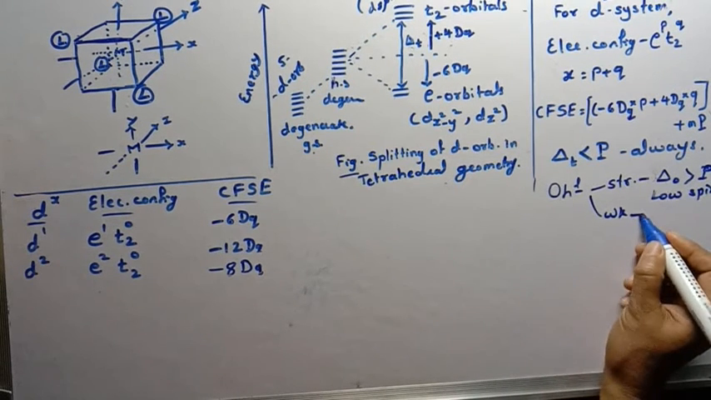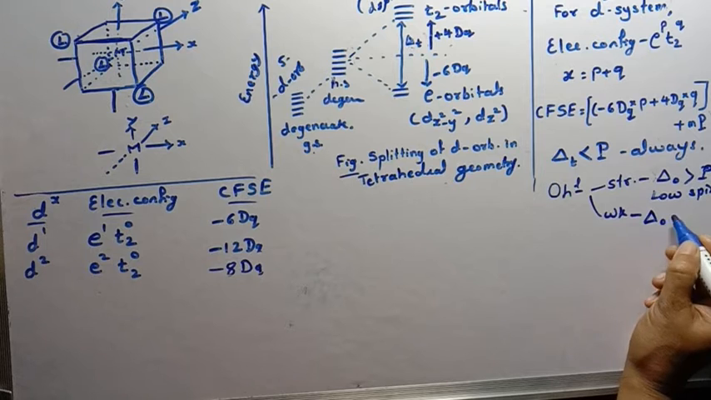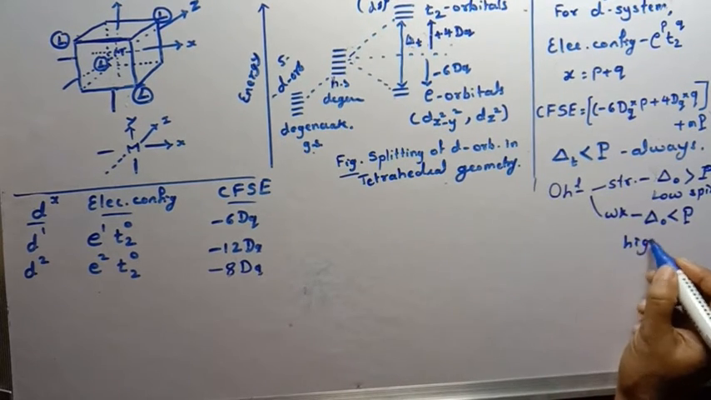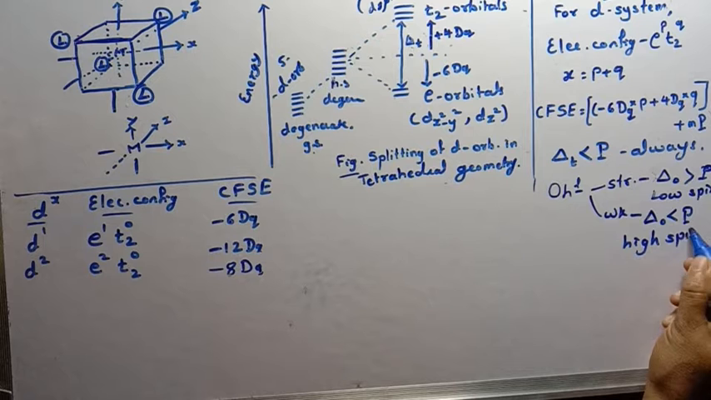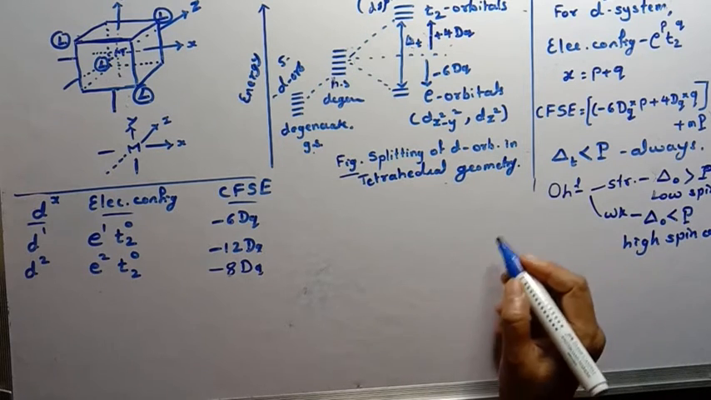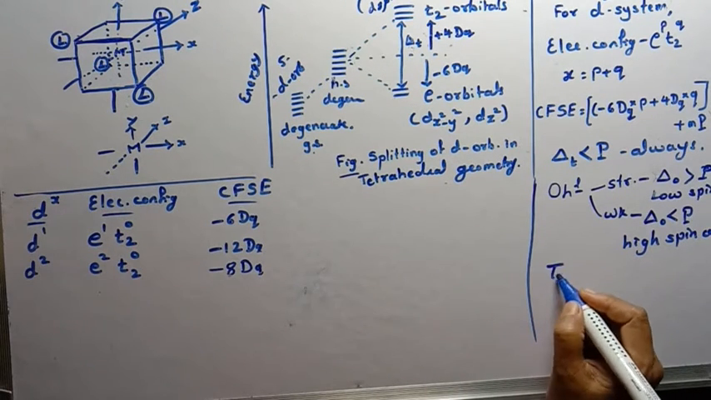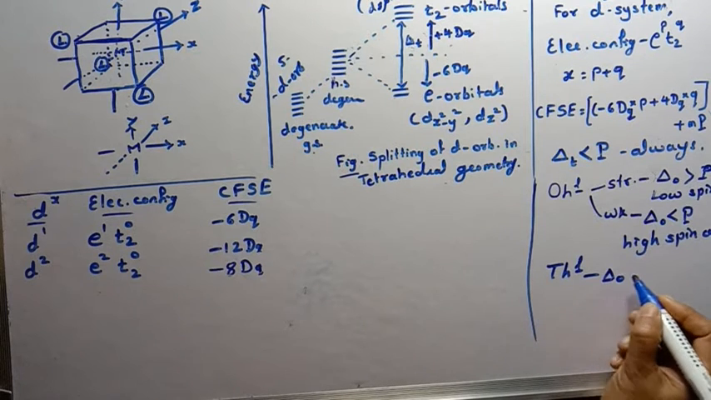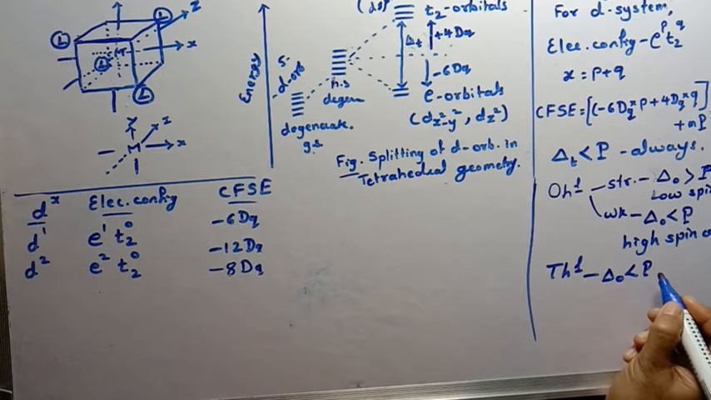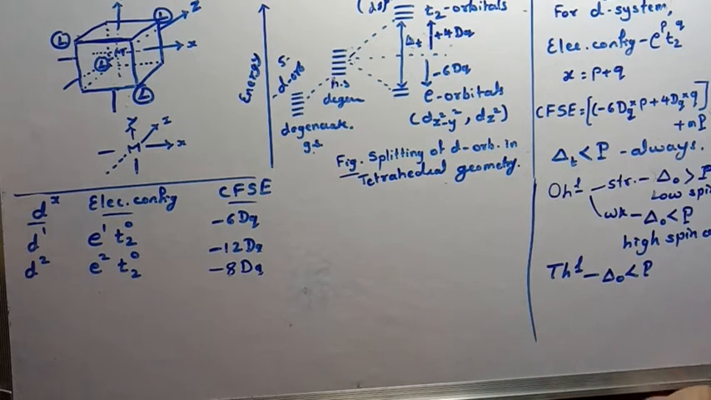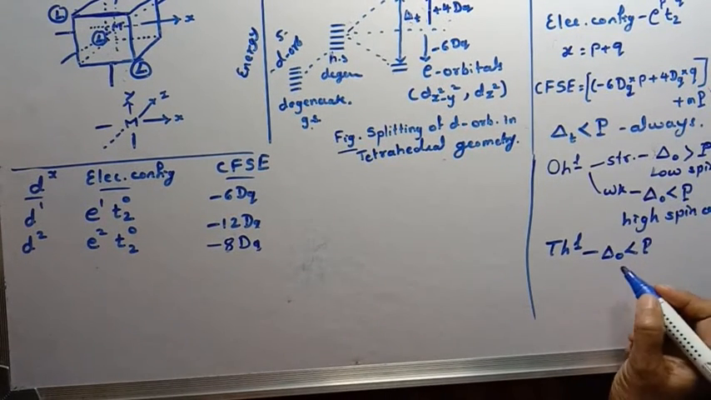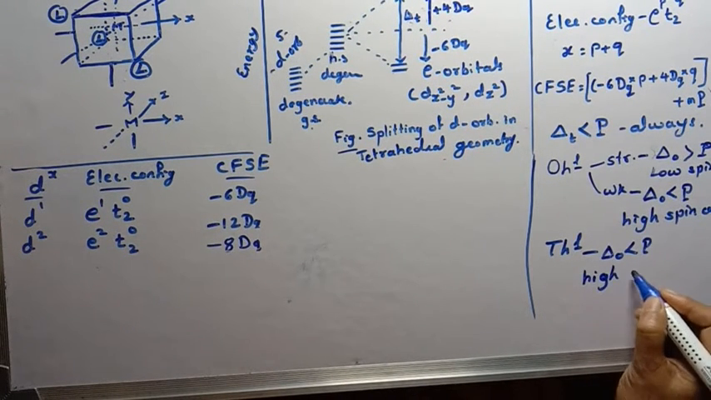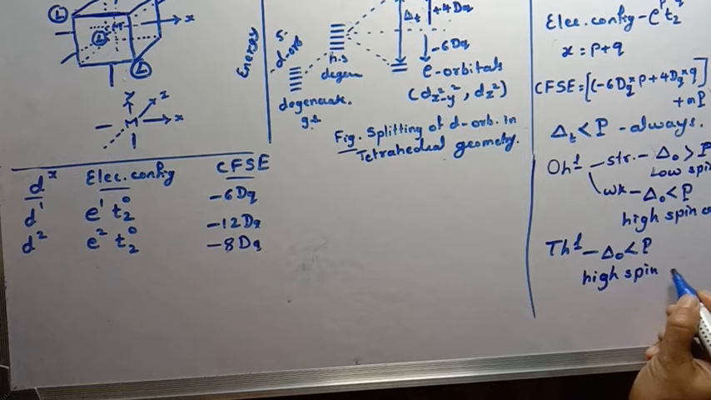But in case of weak field, delta O is lesser than P, and therefore the resulting complexes are high spin complexes. But in case of tetrahedral, here delta T is always less than P. Therefore, here the resulting complexes are always high spin complexes.